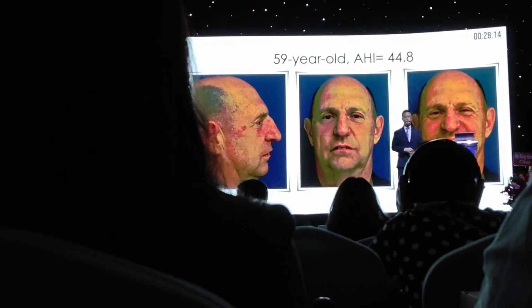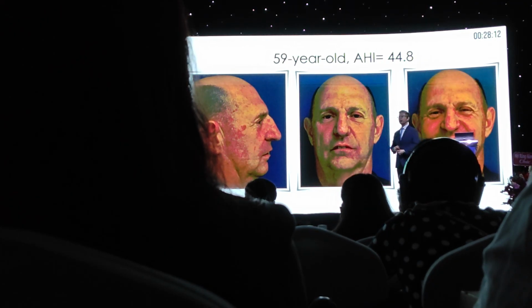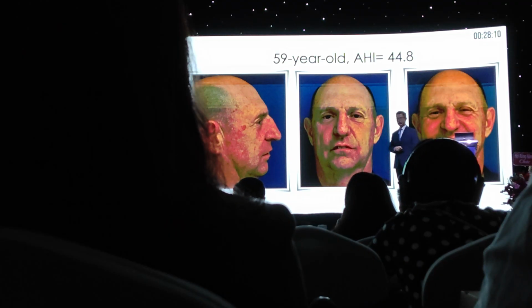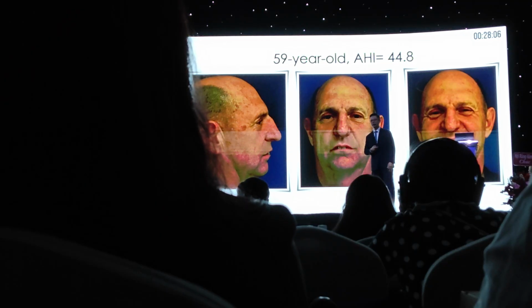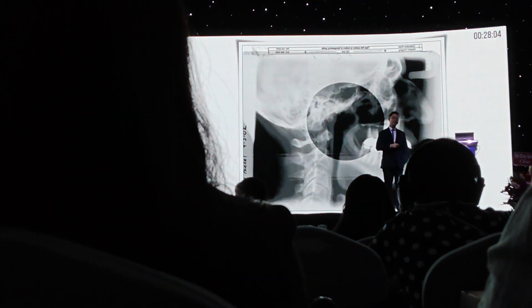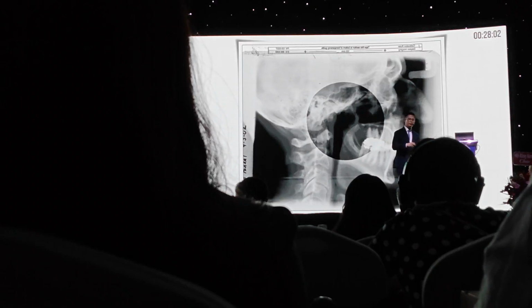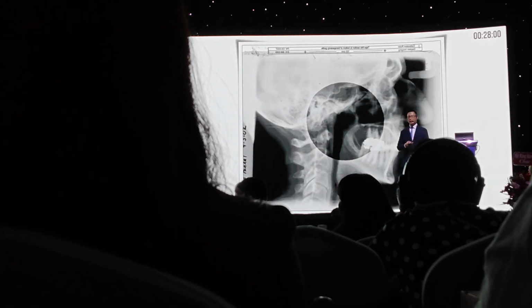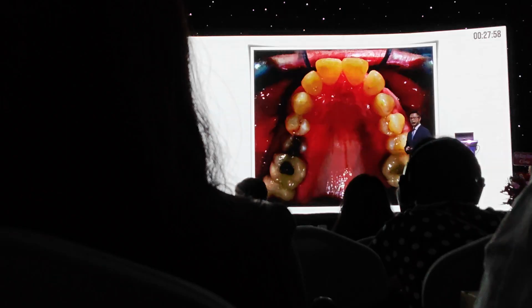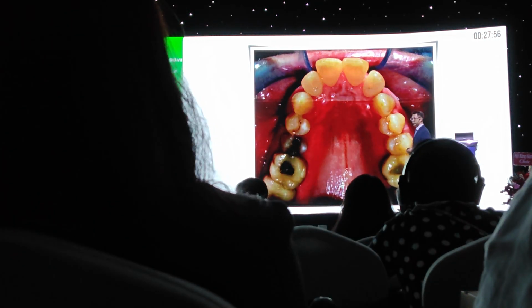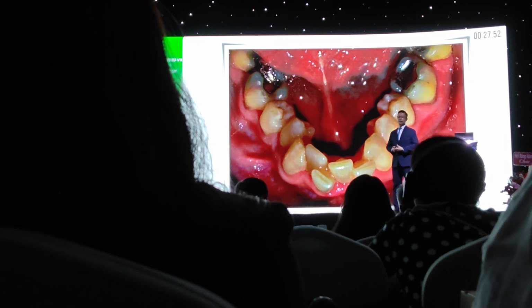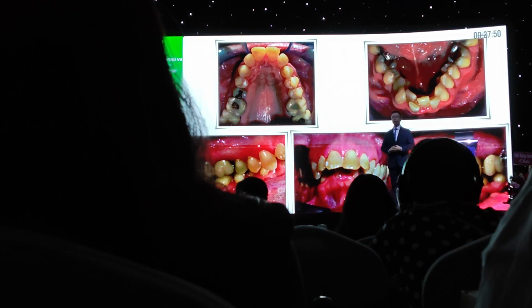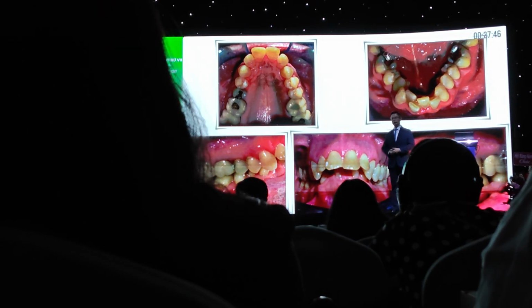This is a 59 year old. His AHI is 44.8. He looks much older than his age because of the sleep apnea. He could not sleep really well. And when you see his overjet, he has probably 10-12 millimeter overjet, pretty big class 2, and the upper arch is very narrow, and the lower arch also very narrow. So this is his bite. So you can do all kinds of expansion for the upper jaw. What are you going to do about the lower jaw?